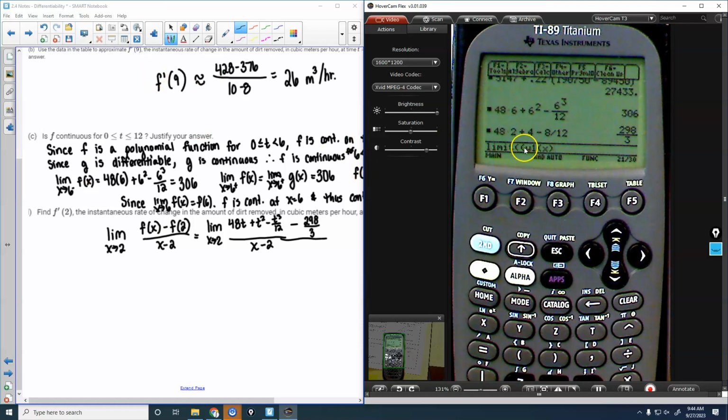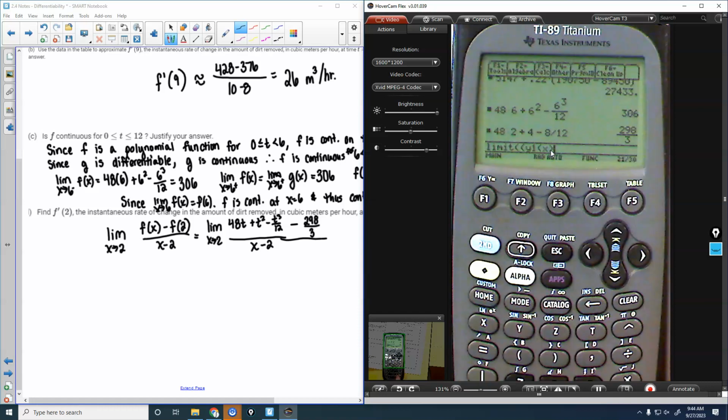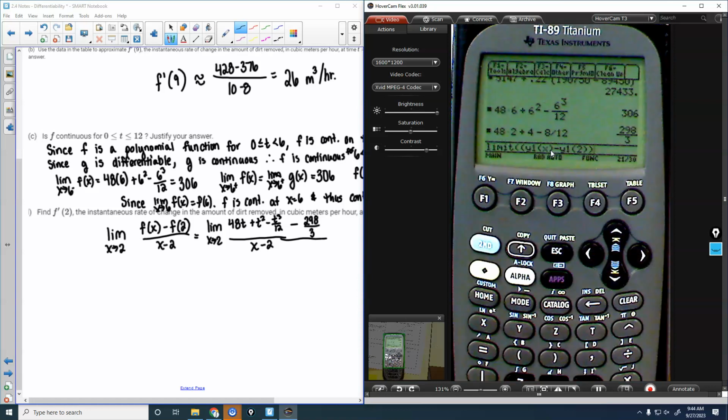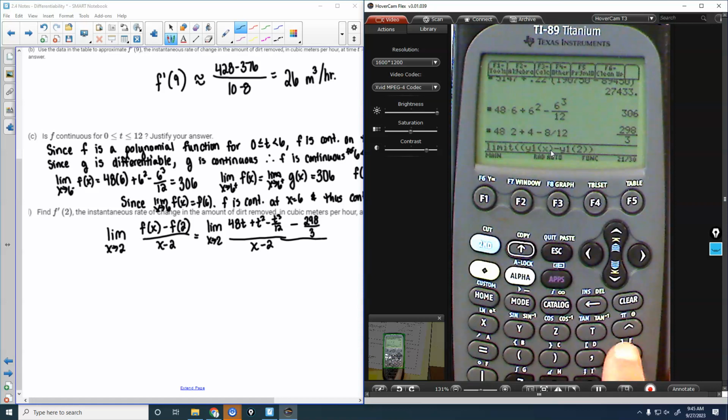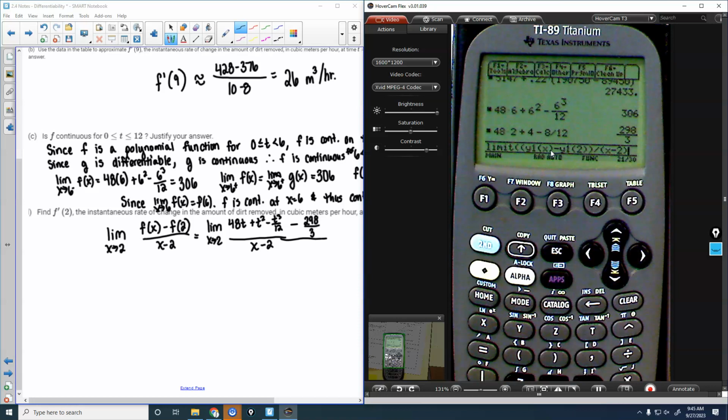Okay, so you should have limit, 2 parentheses, y1 of x. That is like doing f of x. All right? And then we're going to do minus y1 of 2, and close that parentheses for the top. F3. And then go down to the 3rd line. That's just the top of the fraction. We need to do divided by, and then parentheses, x minus 2. Close your parentheses. And for the calculator to know what you're approaching, you got to do comma x, comma 2.